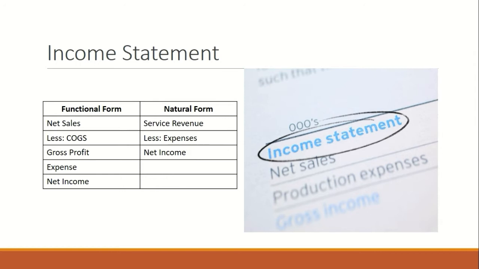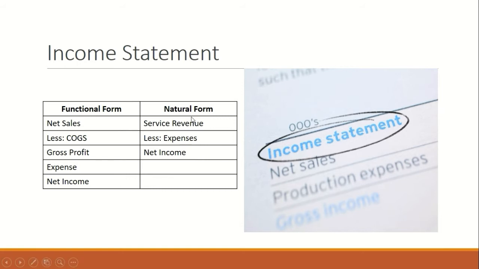In the income statement, there are two types, the functional form and natural form. The functional form is a type of income statement used by a manufacturer or merchandising business. It consists of net sales, cost of goods sold, gross profit, expenses like interest expense, operational expense, and tax expense. Also, the outcome of the income statement is either a net income or net loss.